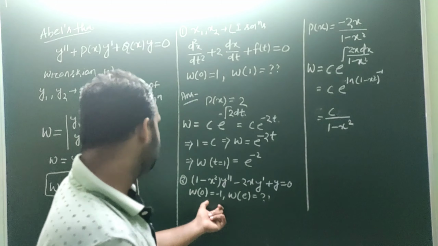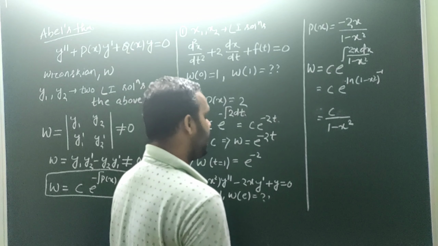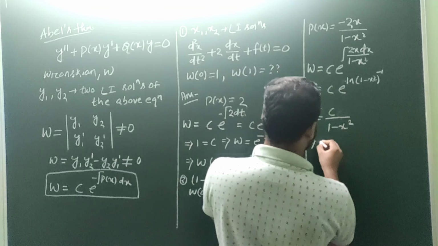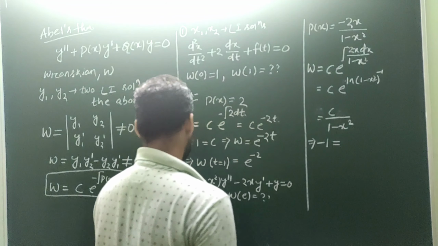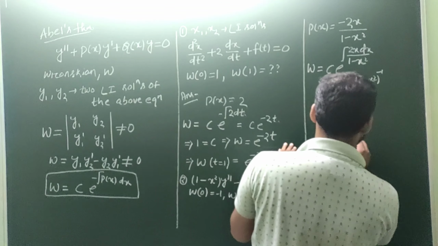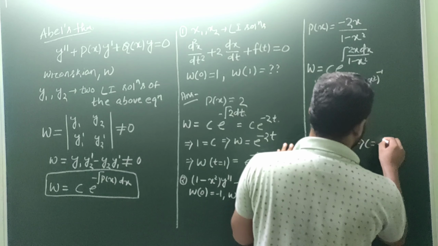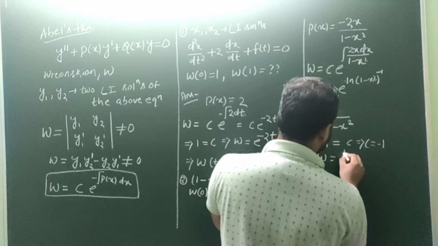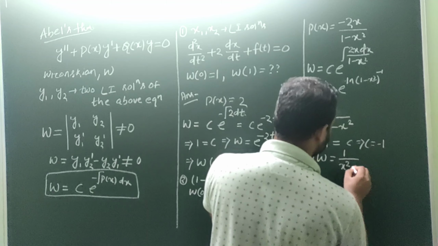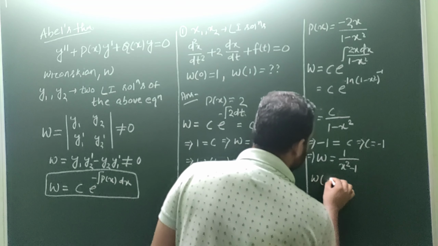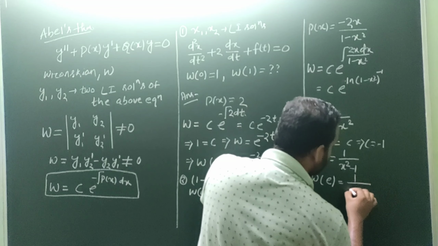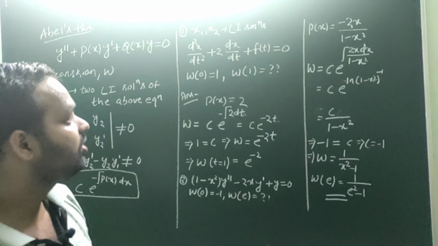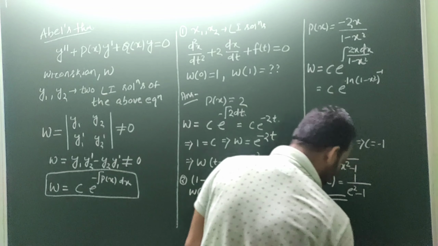And he has given a condition here, W at x equal to 0 is equal to minus 1, so you have to put W equal to minus 1 and x equal to 0. So C will be equal to minus 1. Now put this in and find the value of W. This will be 1 minus x square, minus 1, and W at e will be 1 by e square minus 1. This is the solution.